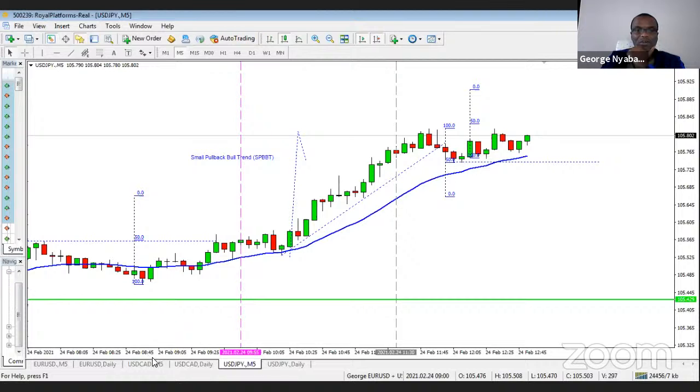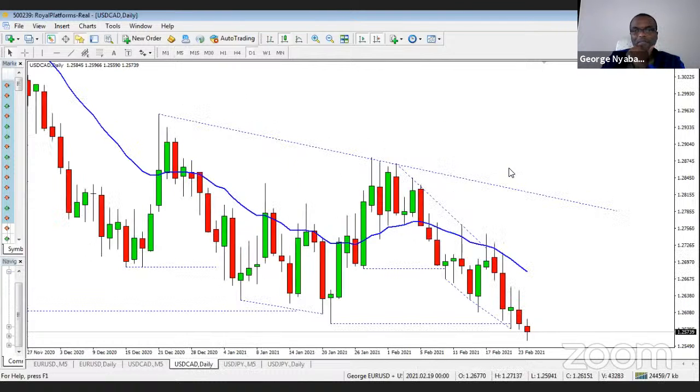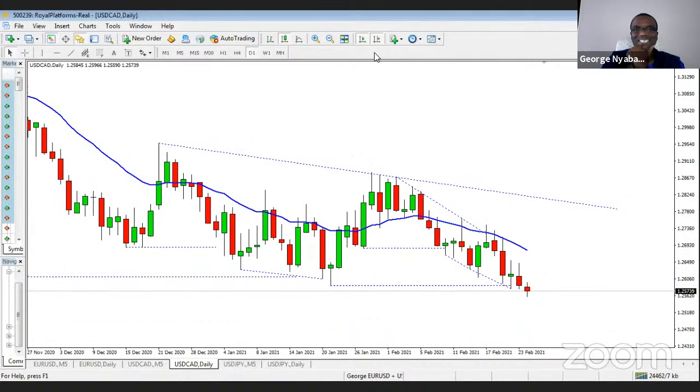Okay, so let's have a look at the Canadian long-term USD CAD, Kiwi long-term. And I'm trading majors, so I just say CAD.